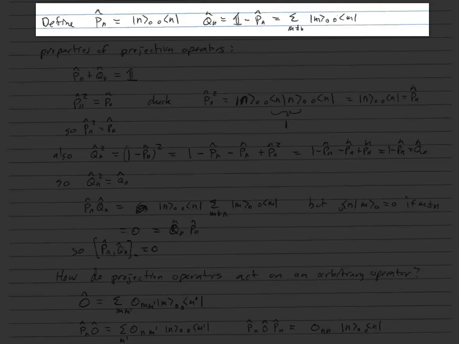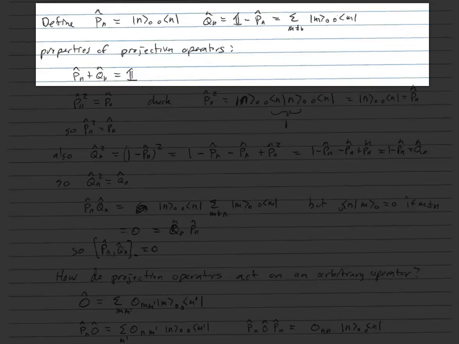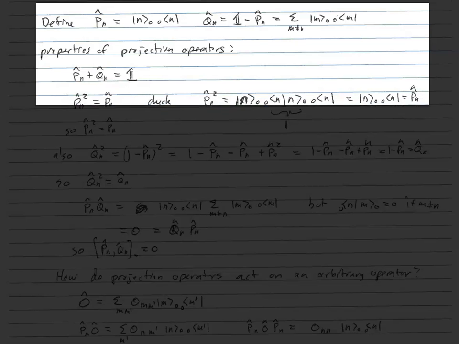So remember, if I'm projecting onto some space, 1 minus the projection operator should project perpendicular to the space. So here you see then that the Qn is the summation for the completeness sum, except it explicitly excludes the case m equals n. Now, you may or may not have seen projection operators before, so I want to go over some of the properties of them. In particular, Pn plus Qn is equal to 1. That just follows from completeness.